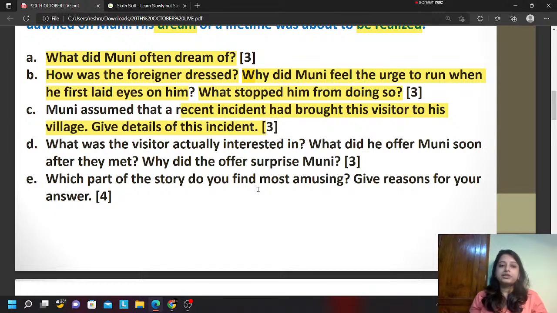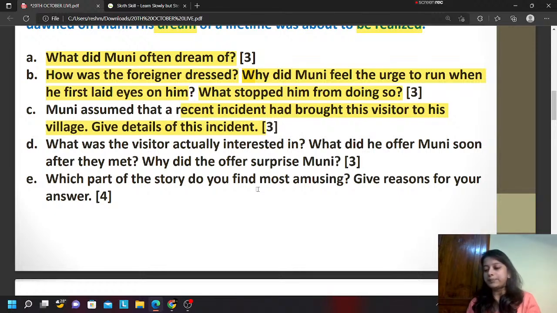Now, next question. What was the recent incident that happened? So, question number C, the hint is that the answer is on page number 58 and 59, near the end of page 58 and near the beginning of page 59. These are the hints that I am providing you. Use them and answer the question in your chat box.